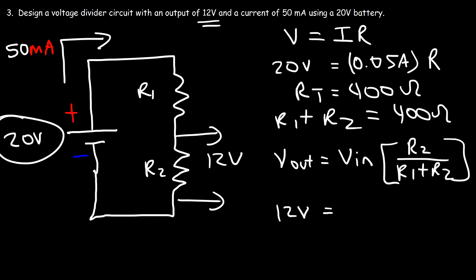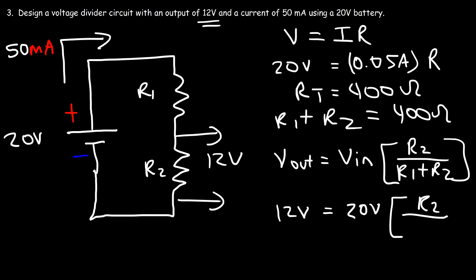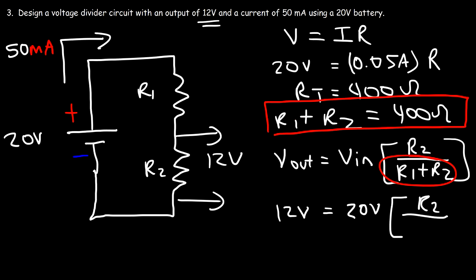The input voltage is the voltage of the battery, and that's 20. We don't know the value of R2 as of yet. However, we do know that R1 plus R2 is 400, so we can replace this with 400. So this equation allows us to solve for R2. So now it's all algebra at this point. So what's the first thing we should do?